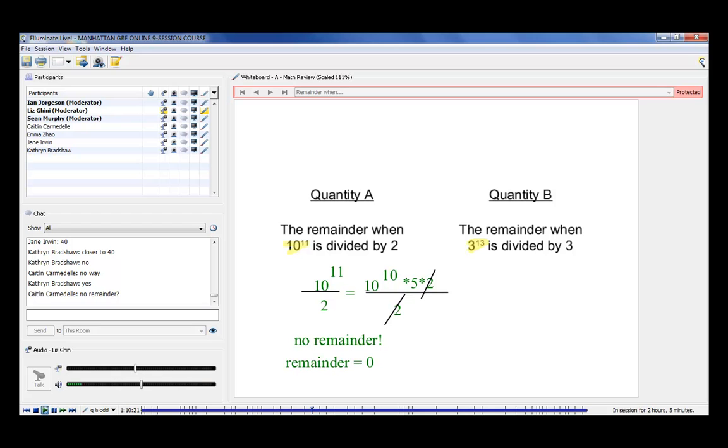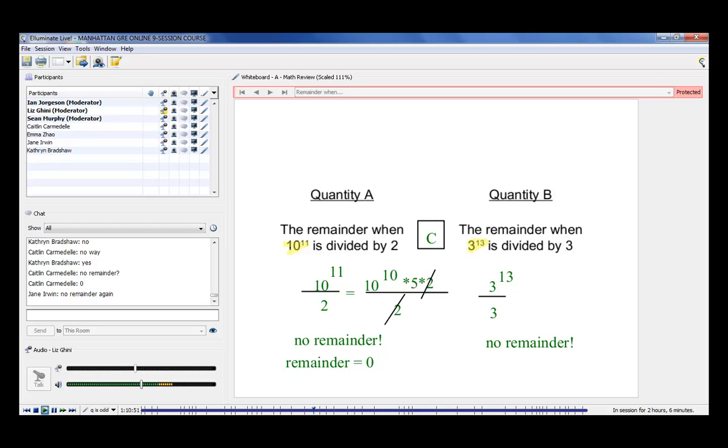Okay, now, same thing with this 3 to the 13th. All right, let's just write it this way. 3 to the 13th divided by 3. What's our remainder going to be? Yeah, exactly. No remainder. Okay. So they're both equal. Has to be C. All right.